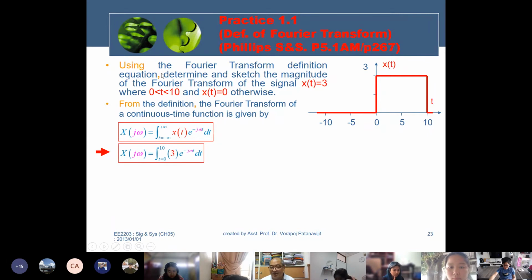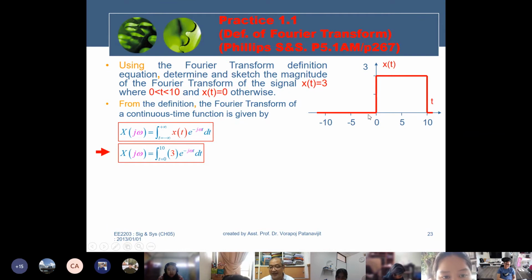From the definition, the question asks you to use the Fourier transform definition equation. Therefore, you cannot use the table. You must use the definition. From the definition, the Fourier transform is the integral from minus infinity to infinity of x(t) e^(-jωt) dt, as shown here, right?